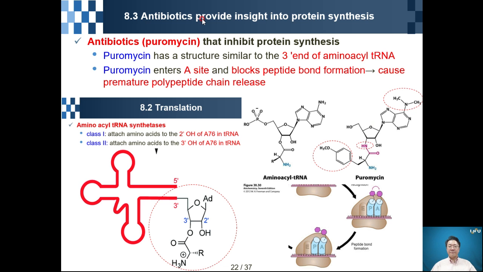It means that puromycin can enter the A site and block peptide bond formation. So puromycin enters the A site and blocks peptide bond formation. It will cause premature polypeptide chain release, so the premature polypeptide chain can be released like this. So this is one example of antibiotics that inhibit protein synthesis.